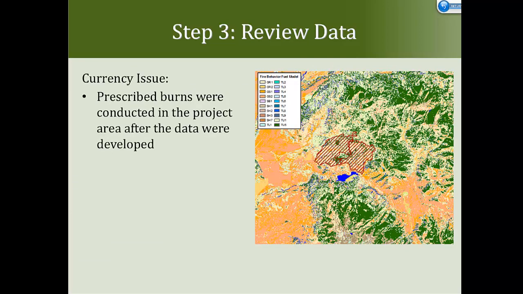Earlier, we mentioned that LANDFIRE data is typically 3 years out of date the day it hits the shelves. So in areas that are heavily managed or receive a lot of natural disturbance, this can result in a data currency issue. So your critique becomes really important in catching these kinds of things. In our example, let's assume that the local fire managers have identified that the effects from 2 adjacent prescribed burns are not reflected in the data. I'm showing on the map where those prescribed burns would be with the red hashed polygons.